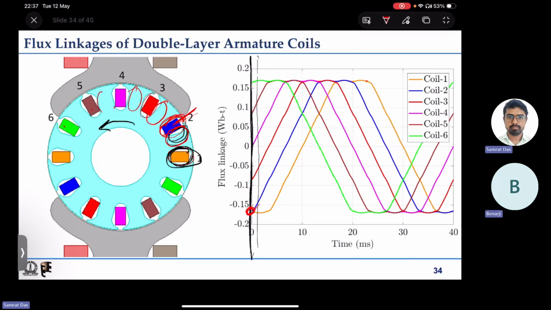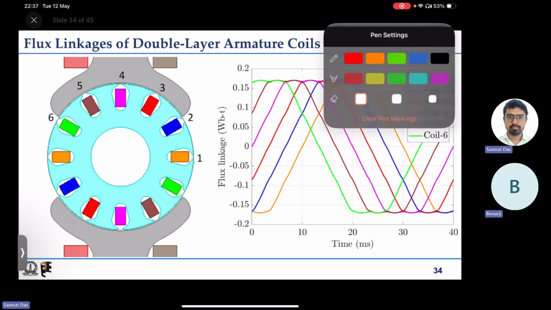Sir, I'm thinking one point. Can I make that once? Yes, you can make. Sir, at any instant, from this figure, if we consider, we are having four EMFs getting added.